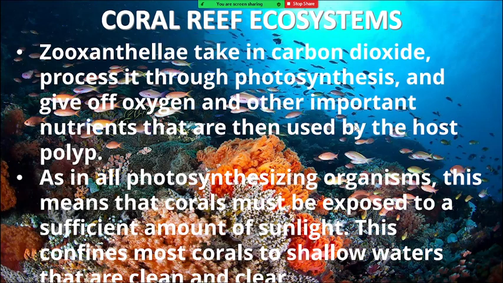Each polyp lives in a symbiotic relationship with the host zooxanthellae that gives the coral its color. Zooxanthellae take in carbon dioxide, process it through photosynthesis, and give off oxygen and other important nutrients that are then used by the host polyp. As in all photosynthesizing organisms, corals must be exposed to a sufficient amount of sunlight. This confines most corals to shallow waters that are clean and clear.